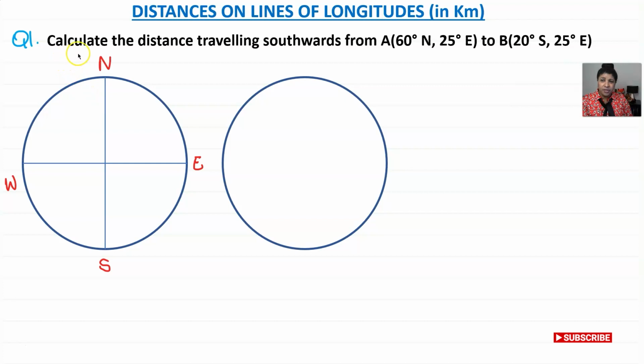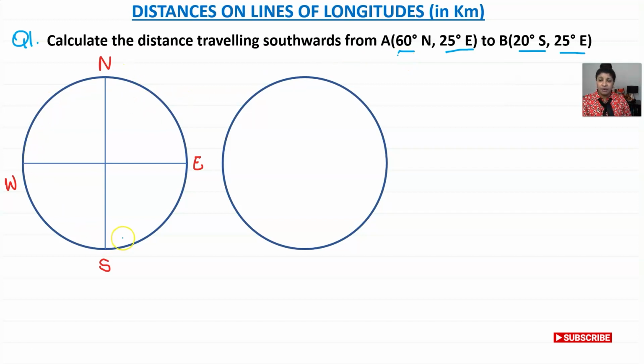So we are asked to calculate the distance traveling southward from A, which is 60 degrees north, 25 degrees east, to point B, which is 20 degrees south, 25 degrees east. Okay, so let's draw first the latitudes. So point A, that's 60 degrees north.